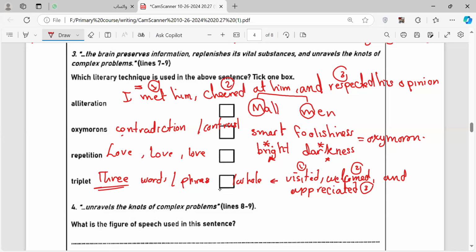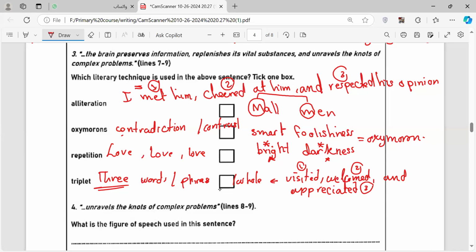Yes. Thank you, Abdullah. Good job. The writer uses the power of 3. Pay attention because you will need triplets when you write a persuasive paragraph or a persuasive text, because triplets is one of the powerful techniques in persuasive writing.